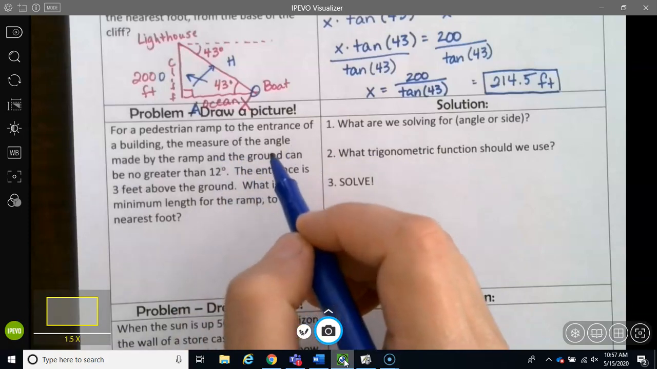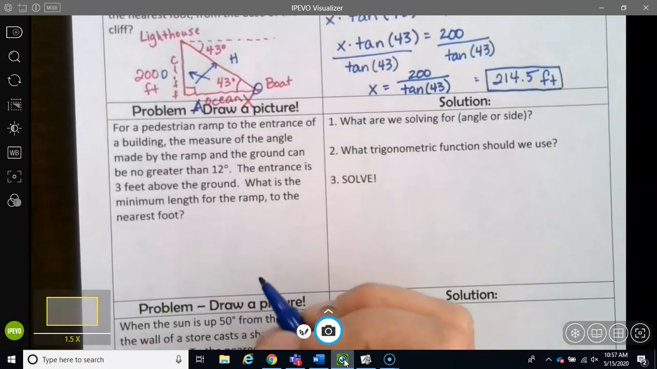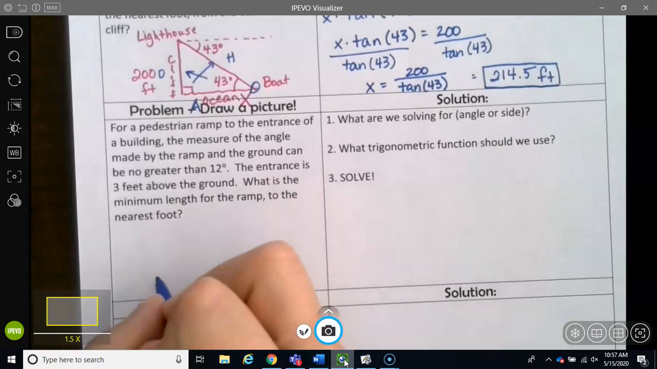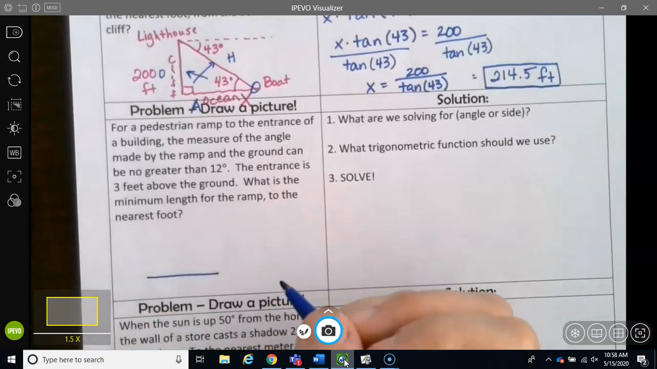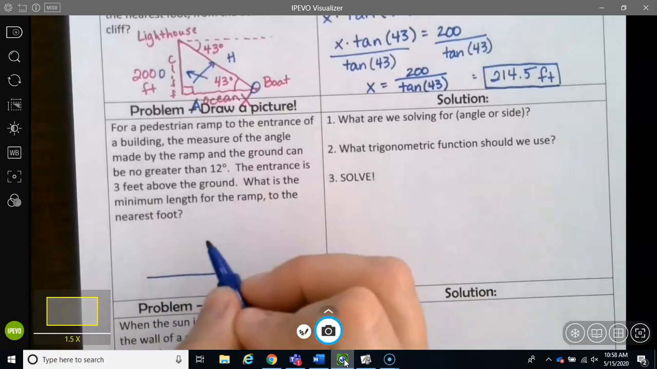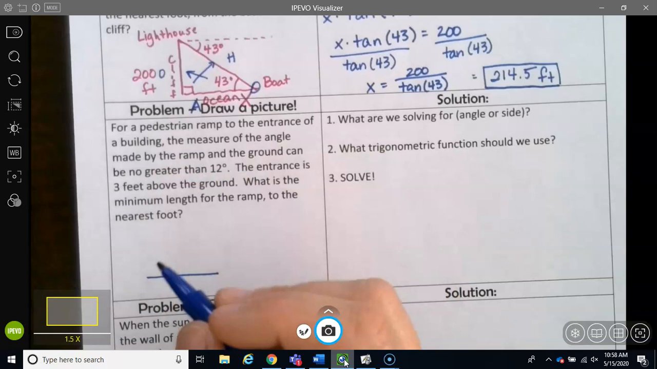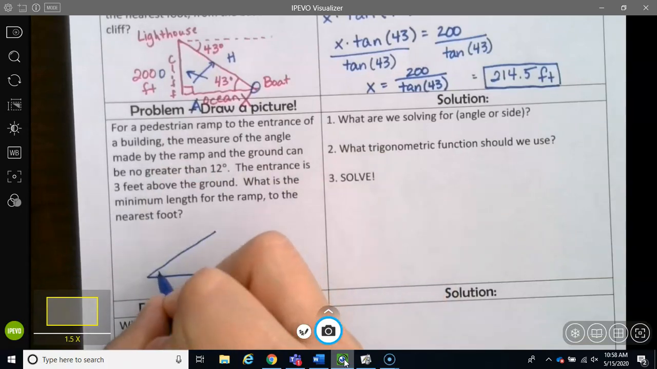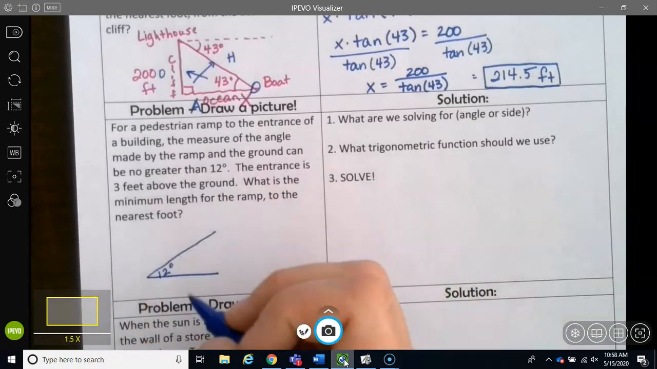The measure of the angle made by the ramp and the ground can be no greater than 12 degrees. And the entrance is 3 feet above the ground. What is the minimum length for the ramp to the nearest foot? So the greater the angle, the less length of the ramp. So we're going to go with that whole 12 degrees.